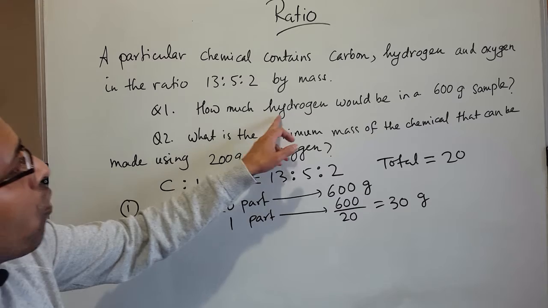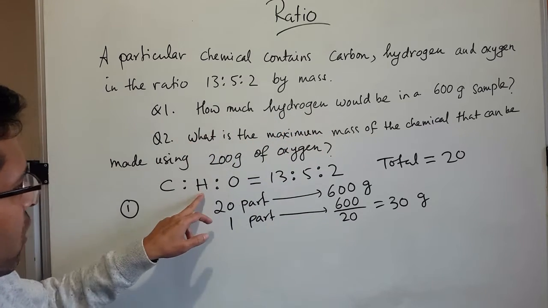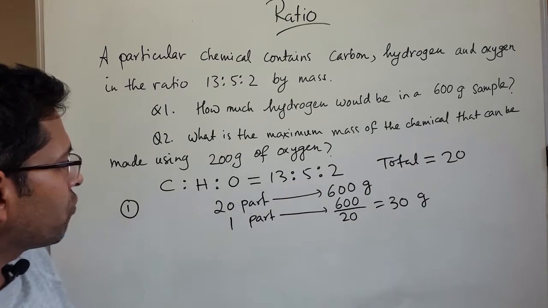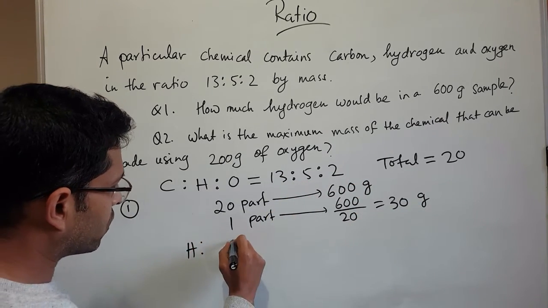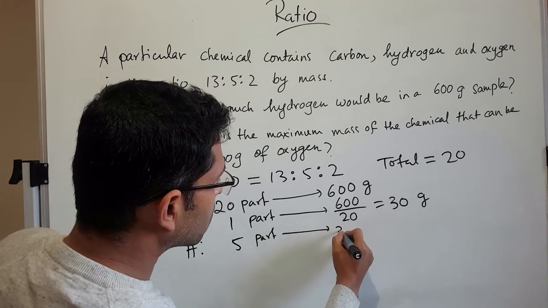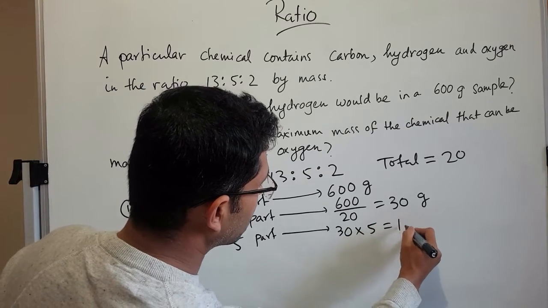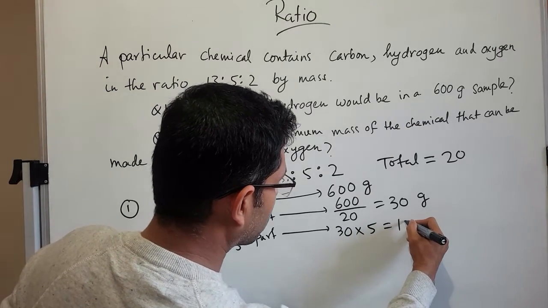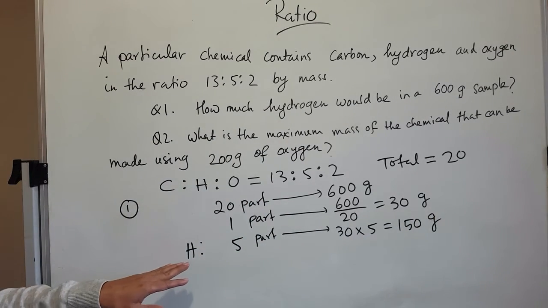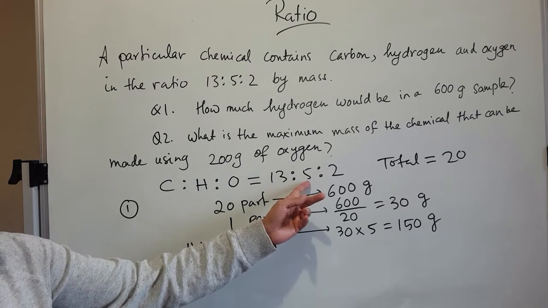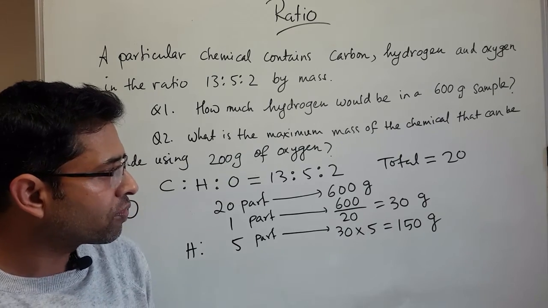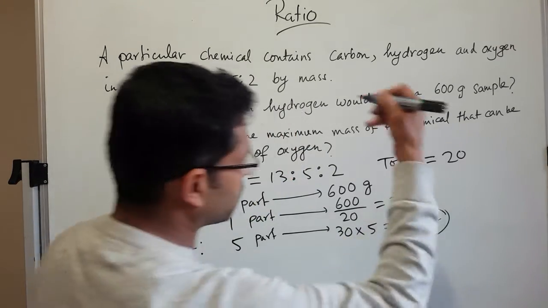So the question is asking how much hydrogen we have. What is the part of hydrogen? And we know that hydrogen is 5 parts out of 20 parts, right? So hydrogen, which is 5 parts, is equivalent to 30 times 5, which is 150 gram. When it's asking for hydrogen, I am just interested in 5 parts because 5 parts is hydrogen. So 5 parts is equivalent to 150 gram, and this is the answer for the first part.